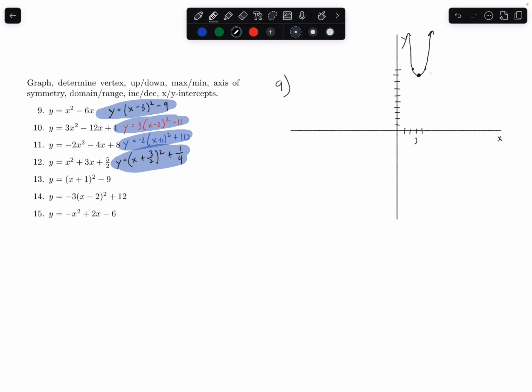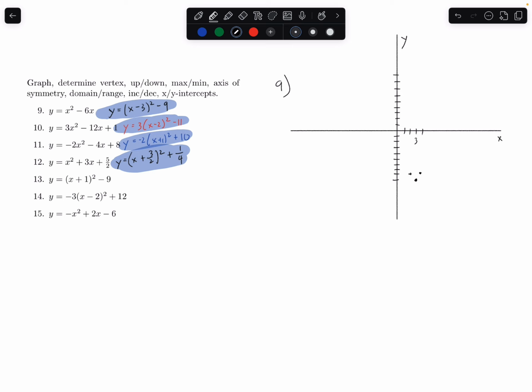Determine the vertex. Vertex, we already said, right? It's 3, oh, I'm sorry, guys. I was off. What am I thinking? This is negative 9. Sorry, try that again. Negative 9. 1, 2, 3, 4, 5, 6, 7, 8, 9. Someone was like drooling, about to get extra credit there. Sorry to disappoint you. I corrected myself.